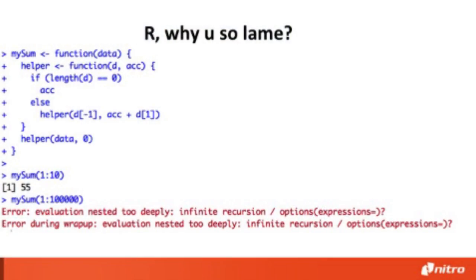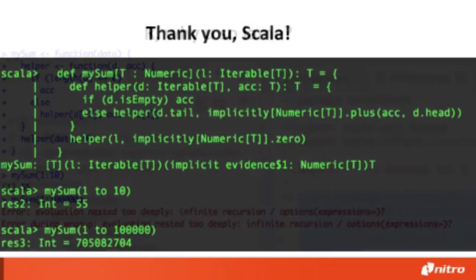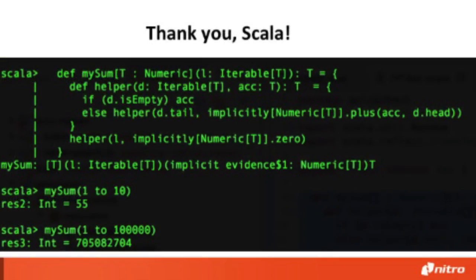You know, people say that R is actually a pretty functional language because you can have a function declared within a function, and you can pass lambdas and stuff like that. But if you don't have tail recursion, then obviously you cannot write much using the functional paradigm in R. In Scala, you obviously can.